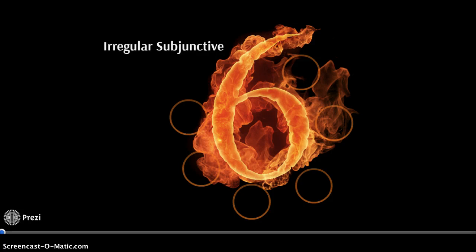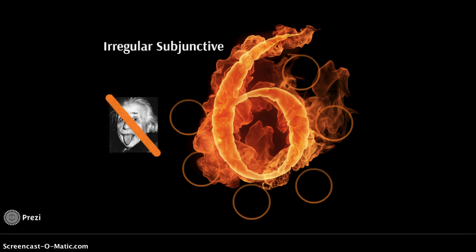Hola chicos, today we're going to go over irregular subjunctive. And let's begin. First thing, happy news for you. You can throw out the formula that we've been working with, the YOAP formula. Chuck it out the window. These are irregular. They do not follow the rules. You'll also be happy to know that there are only 6 irregulars.